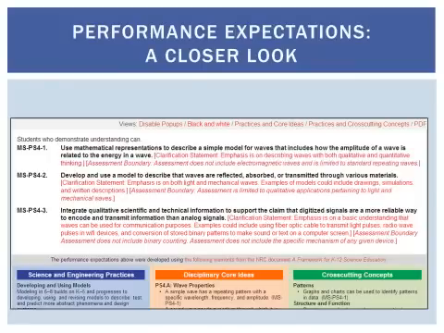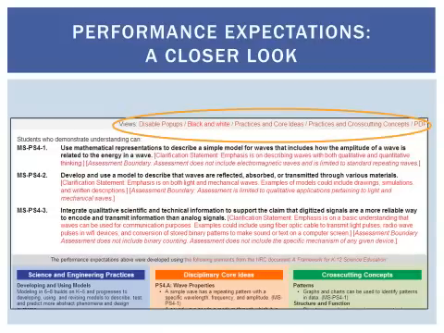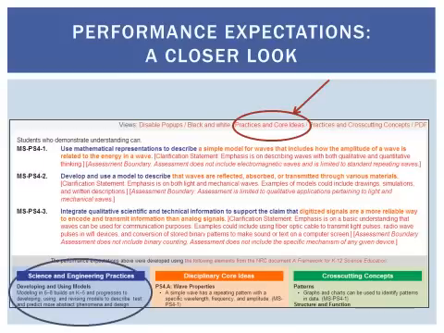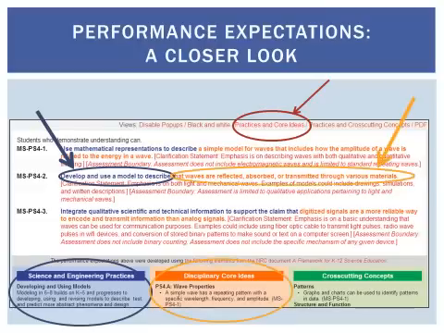One really interesting thing is available when looking at the performance expectations in an online environment. At the top of the web page for each topic, you can choose which view you prefer. If you click on Practices and Core Ideas, the performance expectations become color-coded, showing how the 3 dimensions are woven together with each statement. Here you can see that for this performance expectation, develop and use a model to describe that waves are reflected, absorbed, or transmitted through various materials. The blue part refers to one of the science and engineering practices, and the orange part refers to one of the disciplinary core ideas.